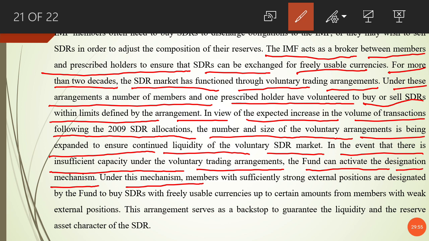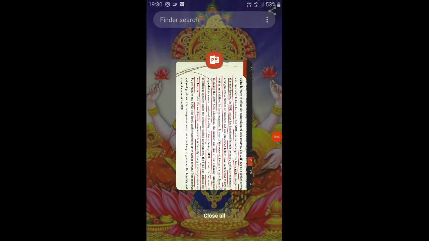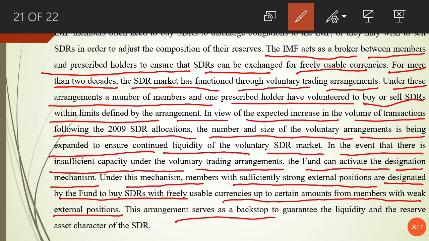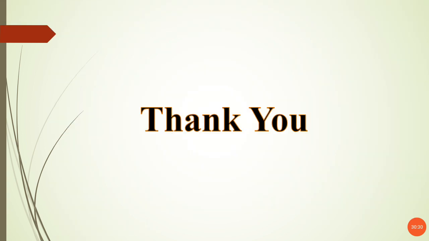Under this mechanism, members with a sufficiently strong external position are designated by the fund to buy SDRs with freely usable currencies up to certain amounts from members with a weak external position. This arrangement serves as a backstop to guarantee the liquidity and the reserve asset character of the SDR.